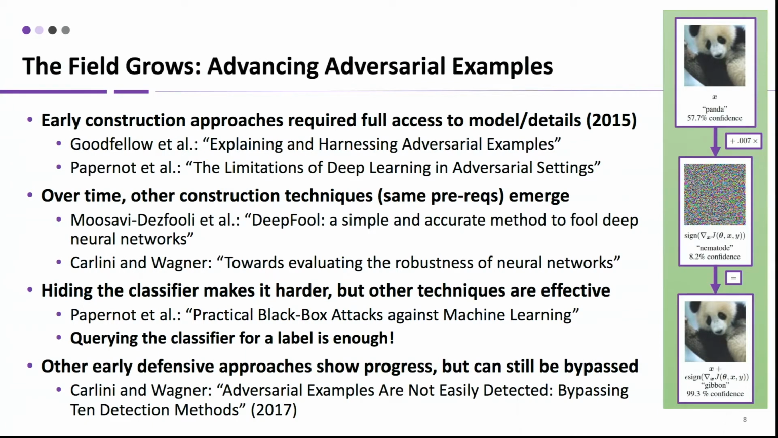And this field, since that 2013 paper, has grown extensively. In 2015, there were two good papers which proposed new ways to construct adversarial examples that were fast and efficient. FGSM is, I think, the first one. The other one was, I think, the Jacobian-based approach. But both of those required full access to the model, where you saw all the internals of the neural network and were able to optimize how you were constructing the adversarial example.